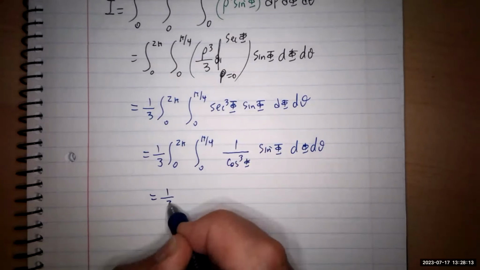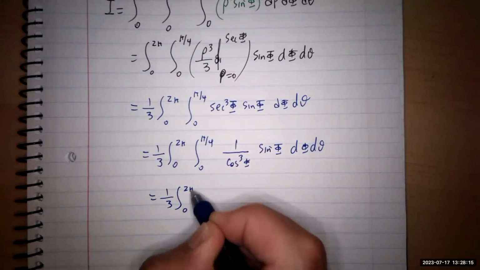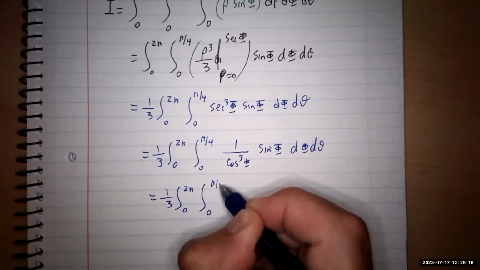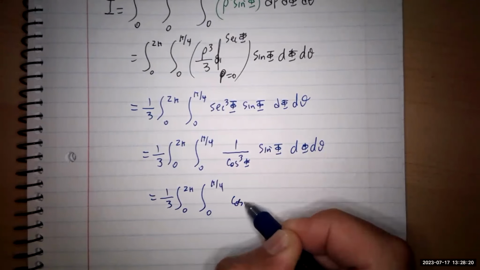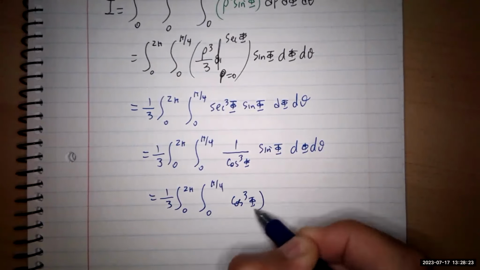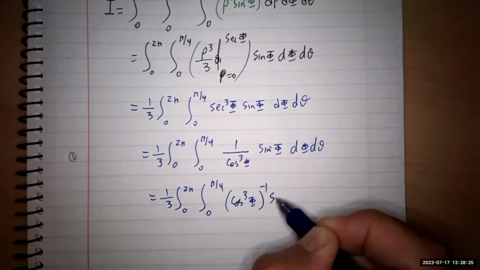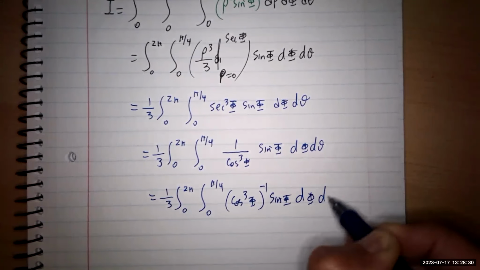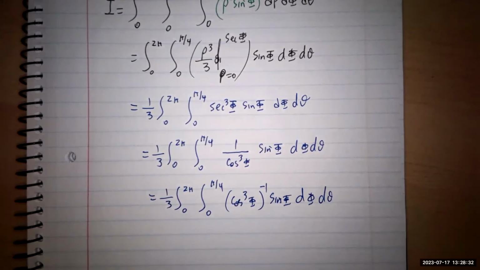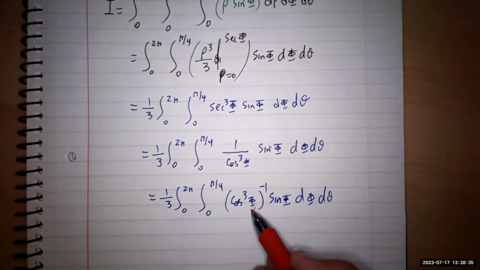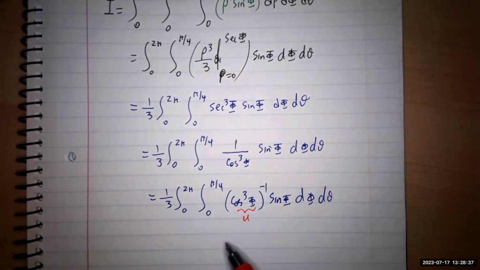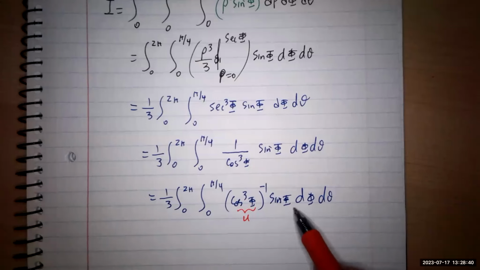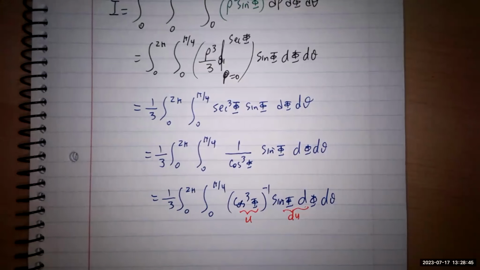So it's going to be 1/3, 0 to 2 pi, 0 to pi/4. You move it up, okay, it's just a power, not an inverse function. Sine of phi, d phi, d theta. You can take this one to be u, and this is going to be u prime, or the du. So it's like a cosine to the -3. I have to write it down once more.